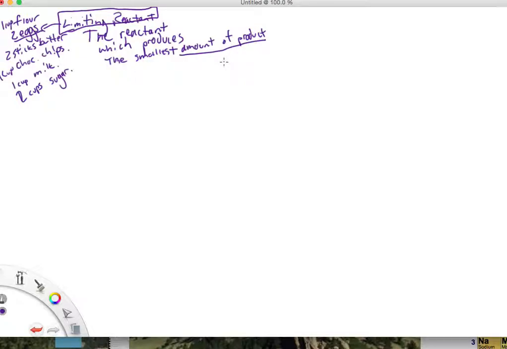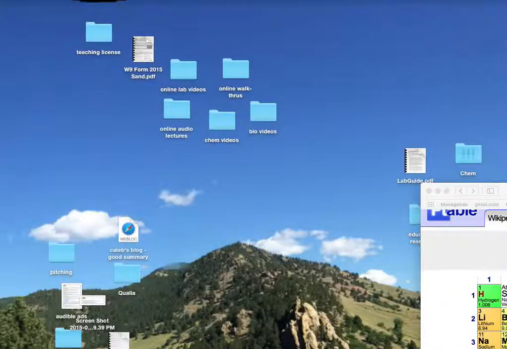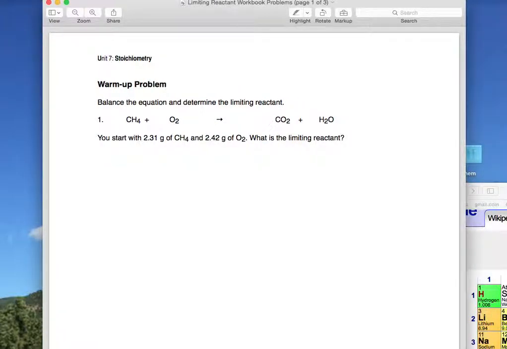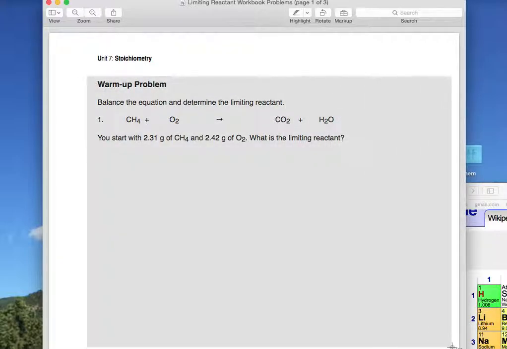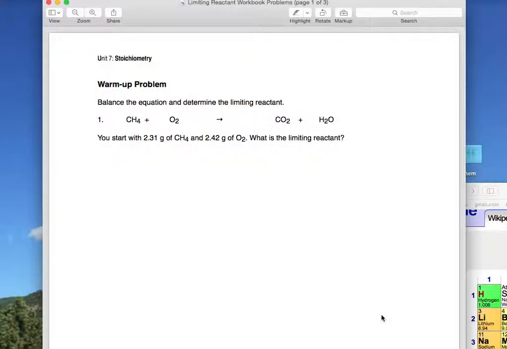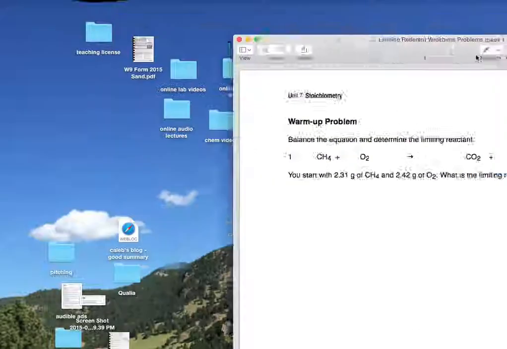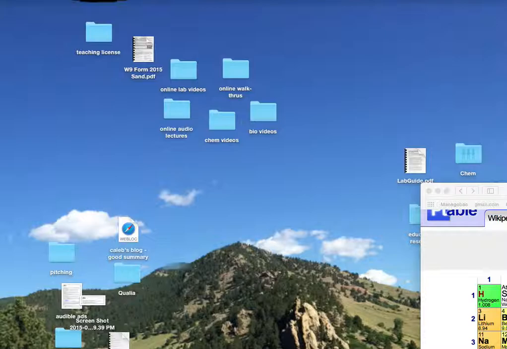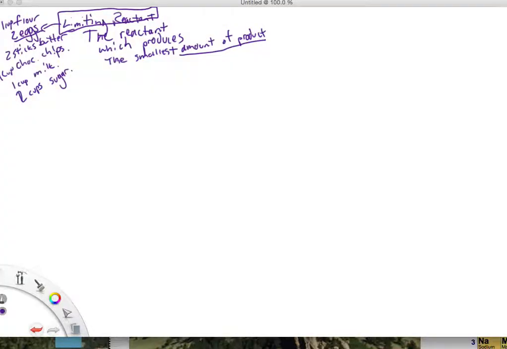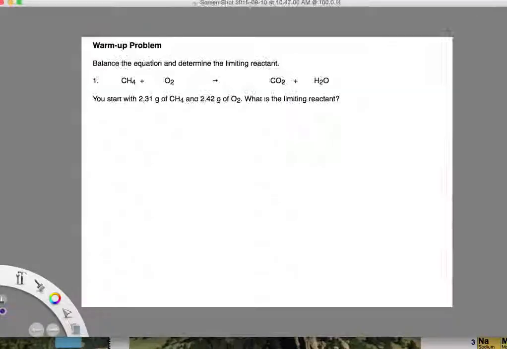So let's go through a warm-up problem, and I'll show you how to do this. Here's the warm-up problem right here. I'm going to take a screenshot of this so we can do some writing on it. Okay, there we go. We're going to need a lot of writing. Let's get this going, put this right here, and we're in business.